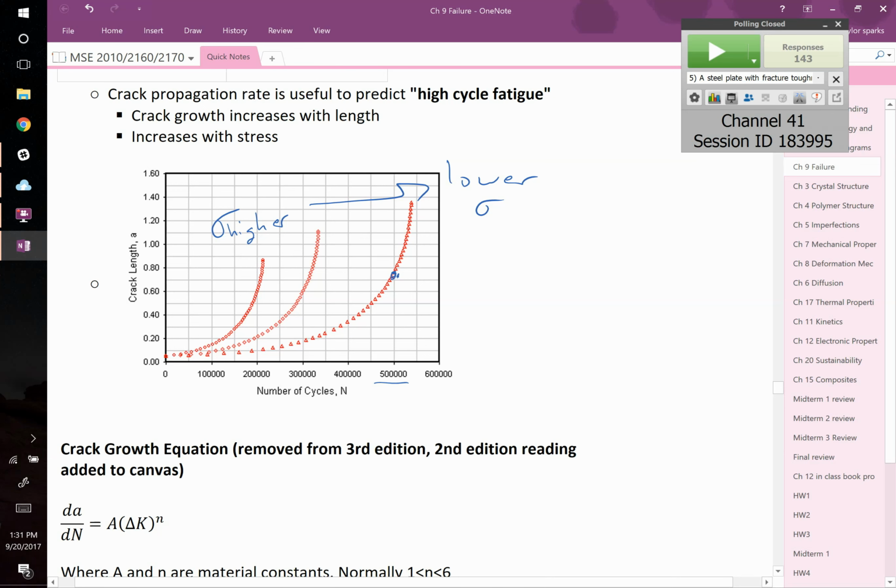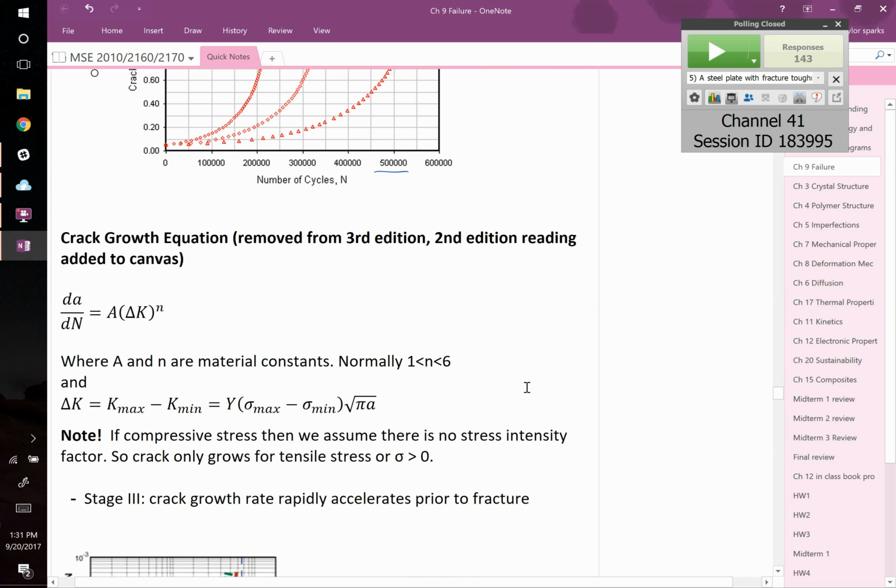It's exponential. So we can model that with this awesome equation, which they took out of the 3rd edition because I think they're afraid of calculus. But we're not afraid of calculus. We can do this. This is a differential equation.